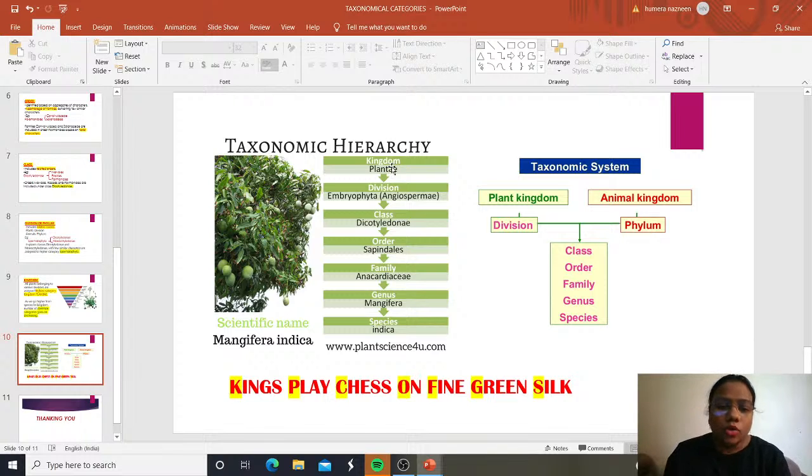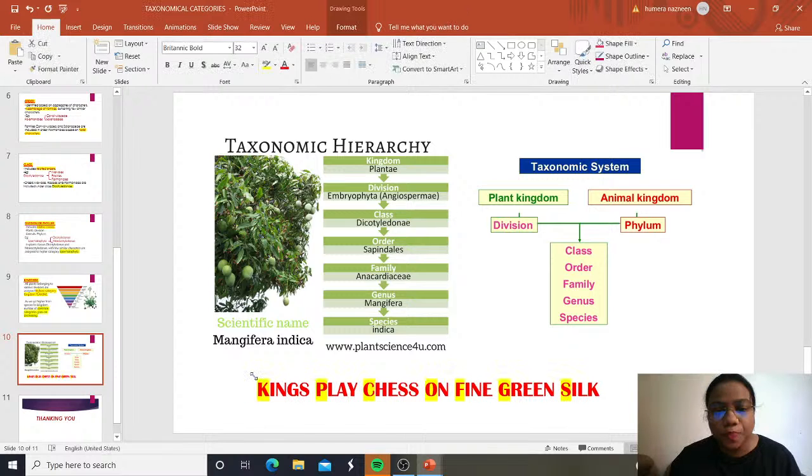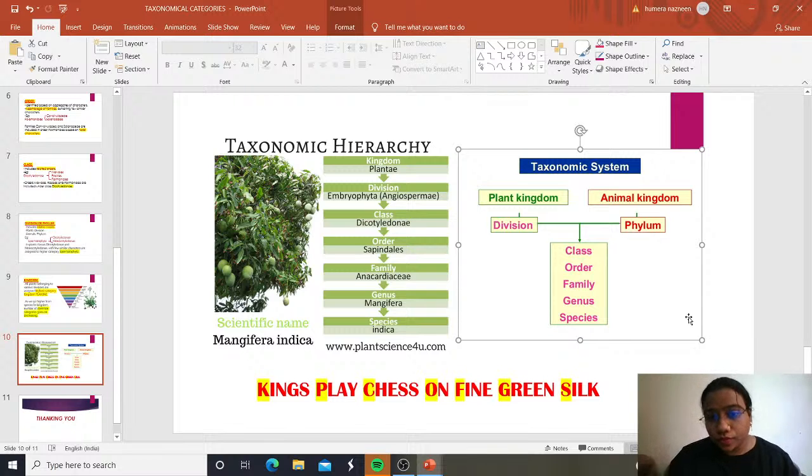Clear? So how to remember this? Kings play chess on fine green silk. You need to just remember kingdom, phylum or division, then class, order, family, genus and species. You can easily remember and you cannot get confused in any way if you remember this. And the taxonomical system is very easy, guys.